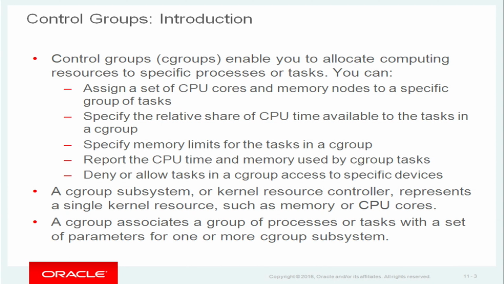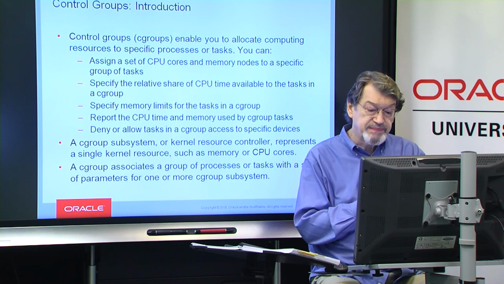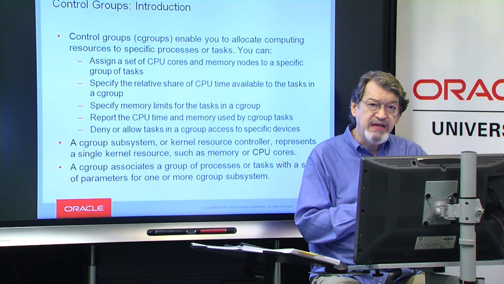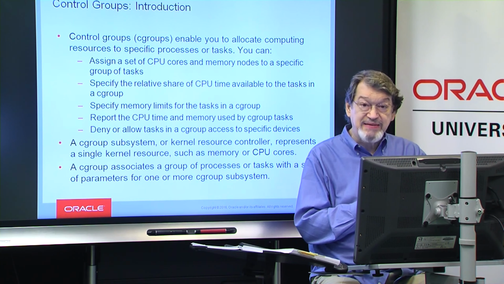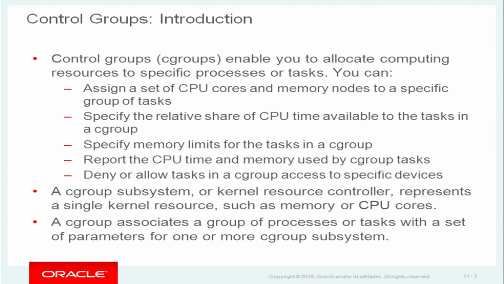All right? Nice thing is, if you have a runaway task, it's going to come to a point where it can no longer do a malloc. All right? Just can't. Then within the subsystems, and we'll see them on the next page or a couple of pages after, we can also report CPU time and memory used by your C group task, and get it by process ID, get it by task. And you can then deny or allow a task in a C group access to specific devices. You've got a lot of control. That's why I like it. And more importantly, it works.